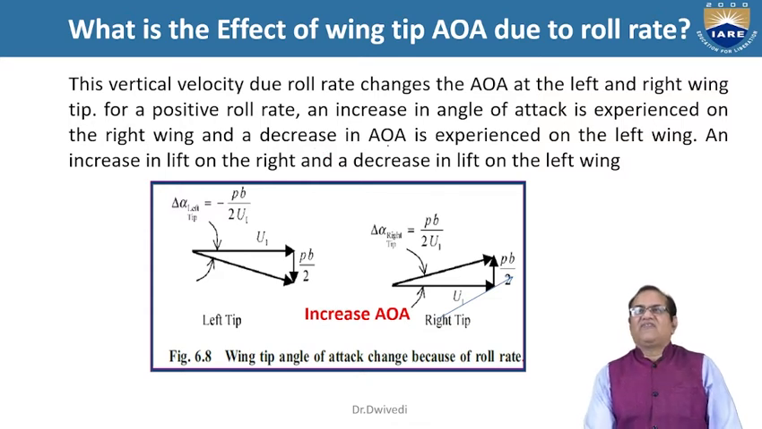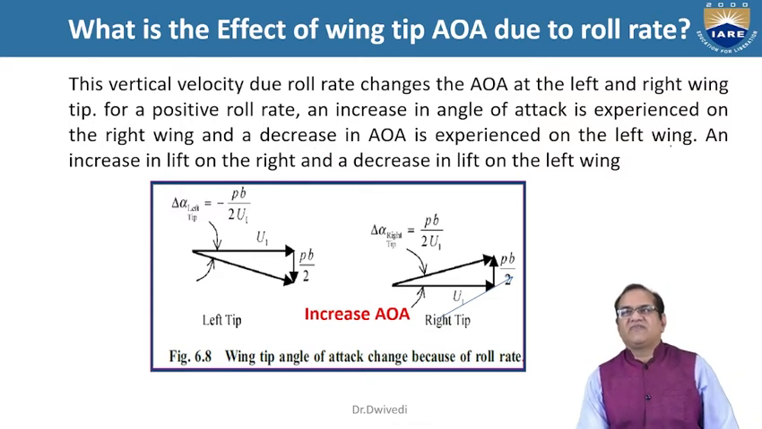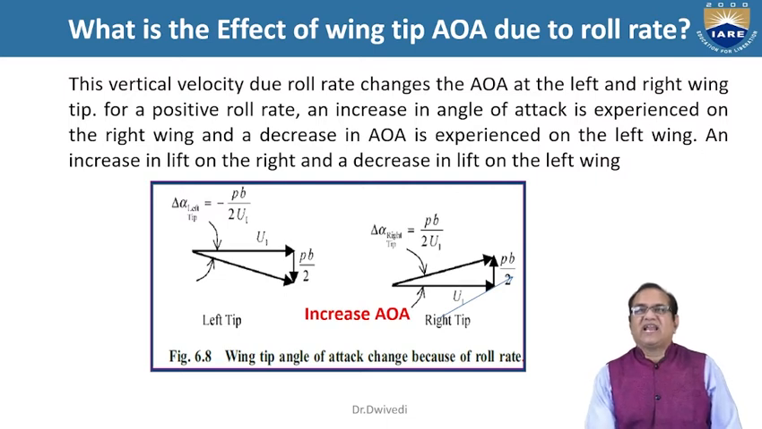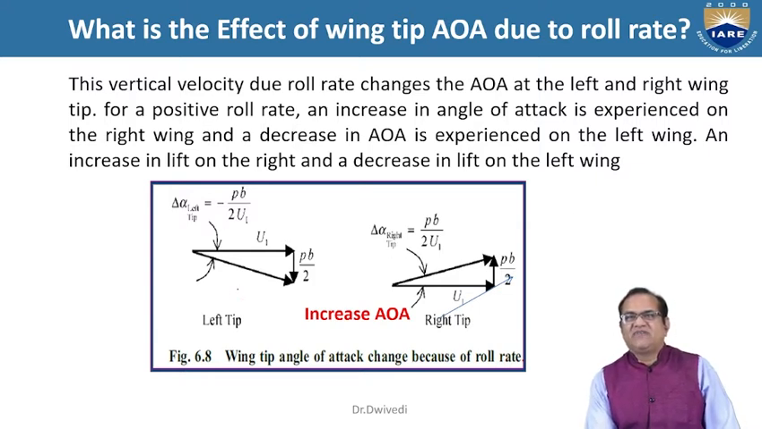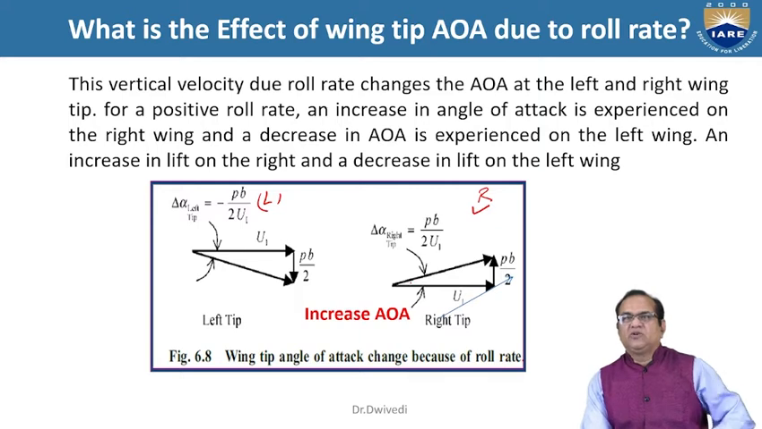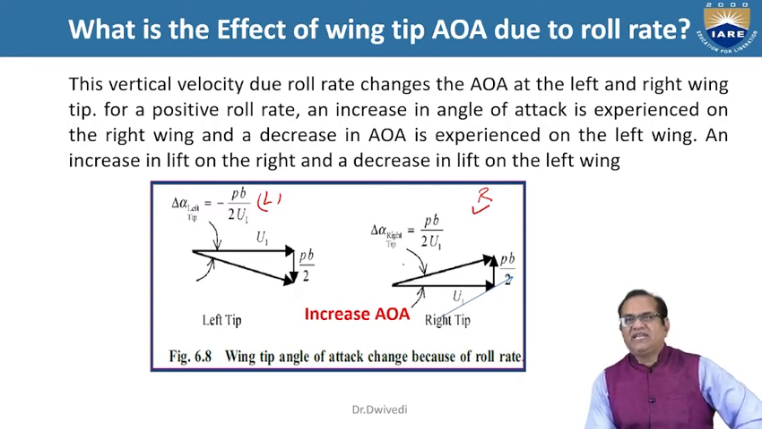And a decrease in angle of attack is experienced on the left wing. So there is an increase in lift on the right wing and a decrease in lift on the left wing. You can see here, this is the left wing and this is the right wing. This is the horizontal velocity, and here U1, U1, both are common. This is equal to this. But PB by 2 is upward on one side and downward on the other.